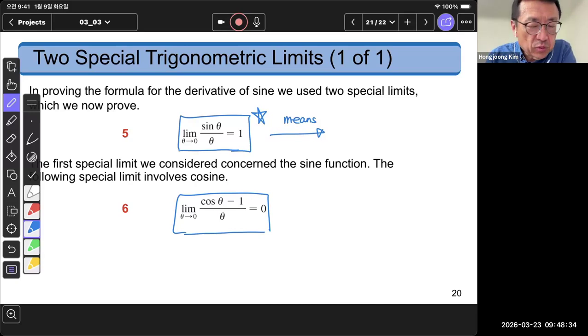But anyway, you don't have to memorize the meaning of this, but you need to remember this result. The limit of sine theta over theta as theta goes to 0 is 1. I'm just considering the limit as theta goes to 0. I'm not talking about the limit as theta goes to infinity or pi or any other value, but 0.